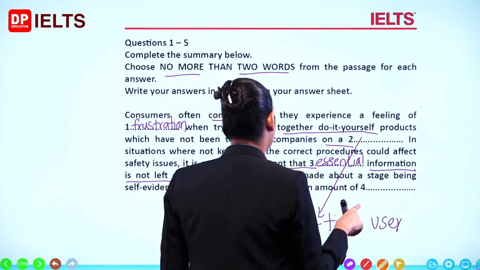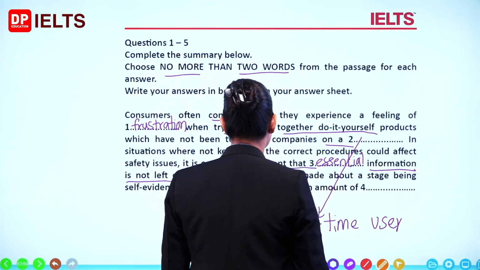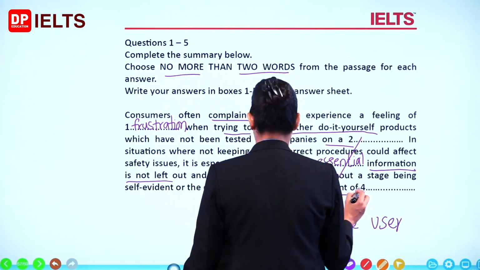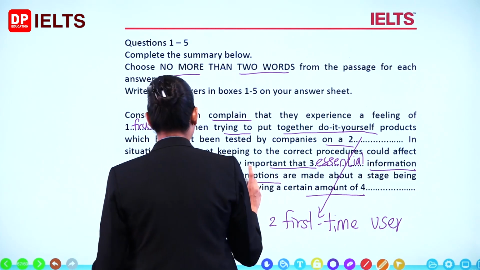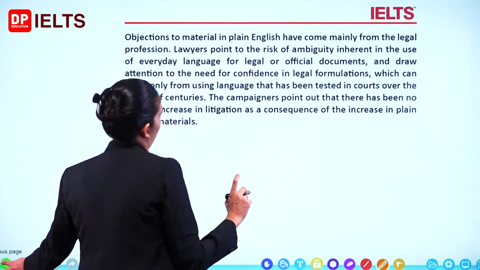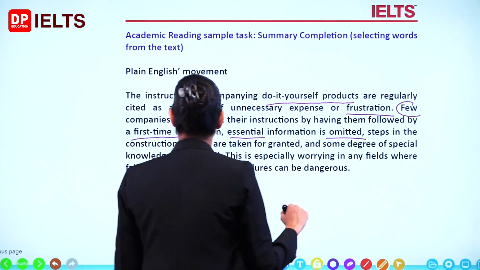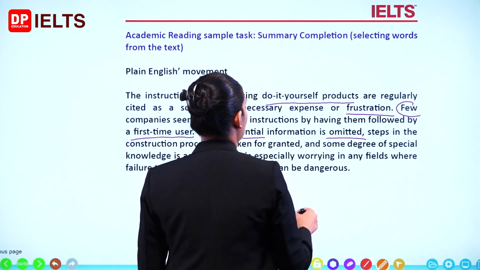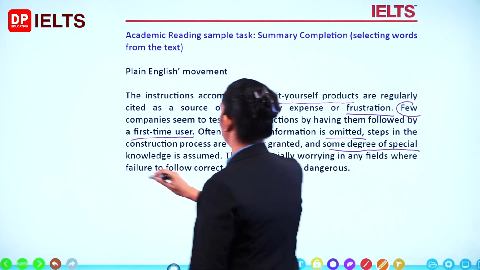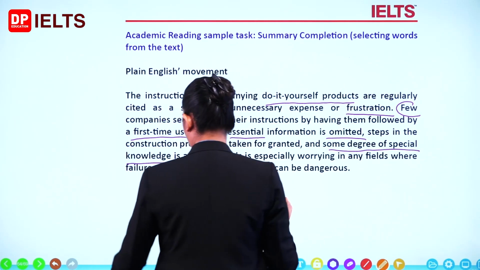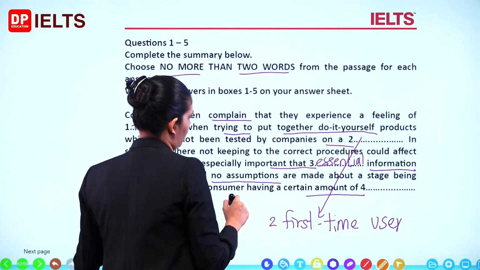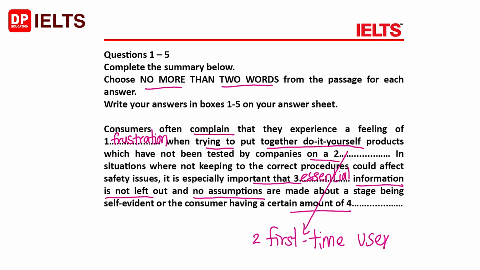Assumptions are made about a certain thing being self-evident, or the consumer having a certain amount of what? Assumptions are made. So no assumption should be made about what? Some degree of special knowledge is assumed. So what do they assume? Special knowledge, which we should not do.